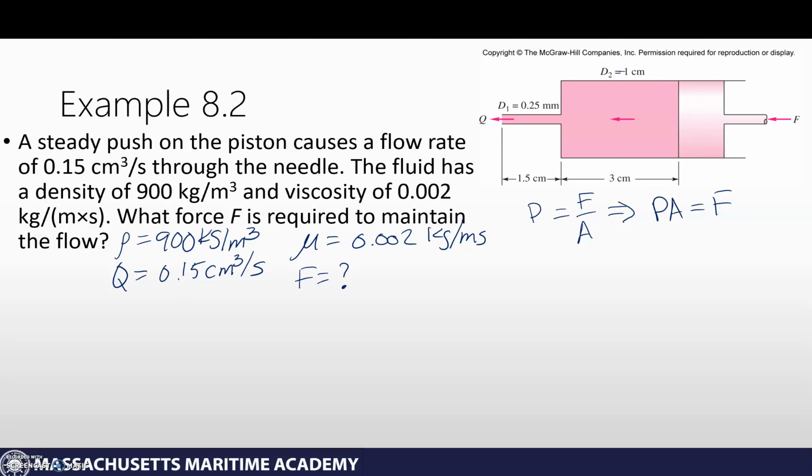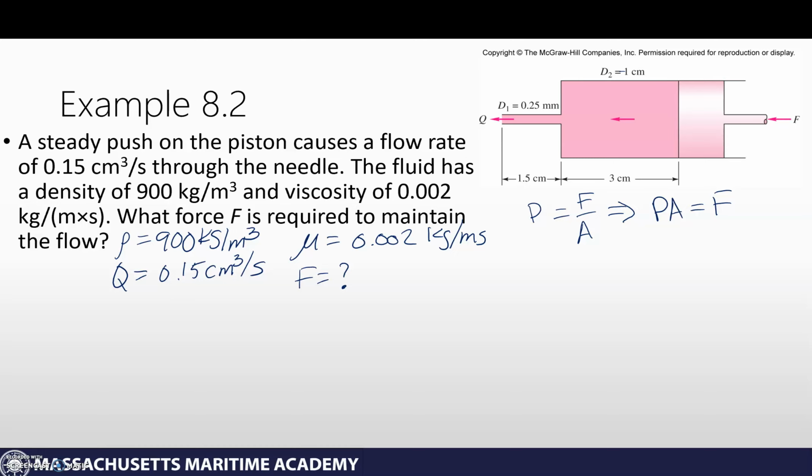So what I need to do is find the difference in pressure, which will give me the pressure that I'm pushing on, multiplied by the area, and that will give me the force that I'm looking for. So I'm going to need to use my energy equation to calculate out exactly what my force is. So as I take a look at this, what do I need to do?